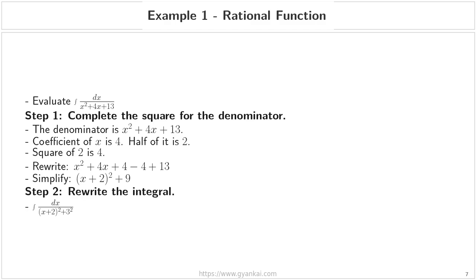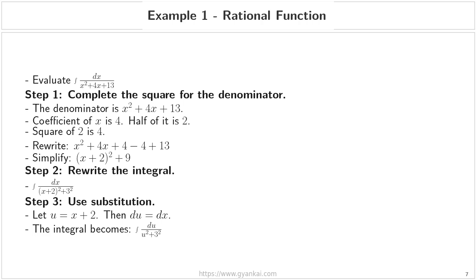This allows us to rewrite the original integral as the integral of 1 over x plus 2 squared plus 3 squared, with respect to x. See how much cleaner that looks. We've transformed it into a form that's much closer to one of our standard integral formulas. Now, let's simplify things further with a u substitution. We'll let u equal x plus 2. This means that the derivative of u with respect to x, which is du/dx, is equal to 1, and therefore du is equal to dx. Substituting these into our integral, we get the integral of 1 over u squared plus 3 squared.